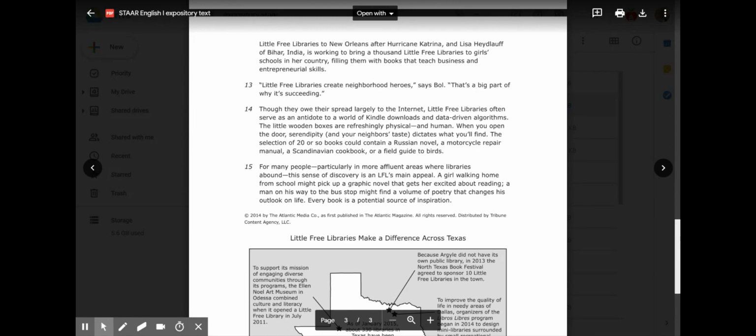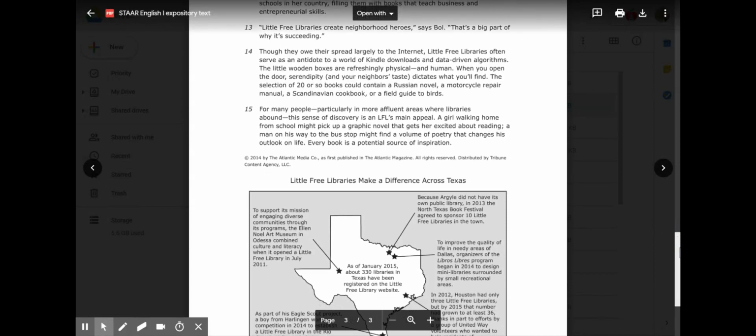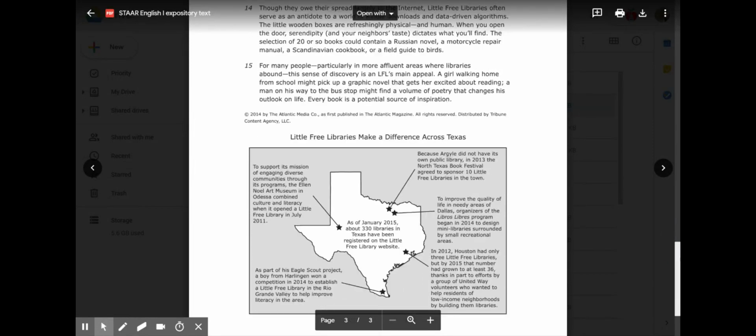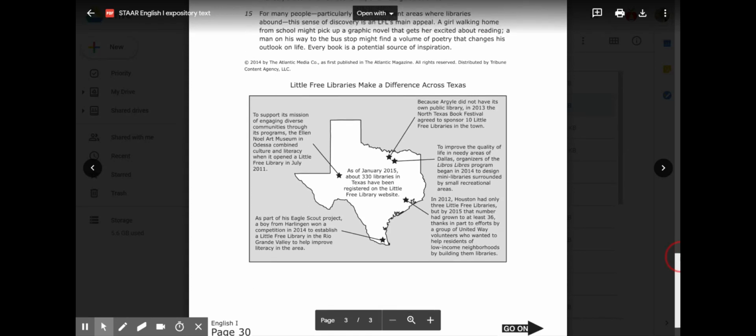So paying close attention to this last paragraph is going to help give us an idea of what the author really wants to reinforce. "A girl walking home from school might pick up a graphic novel that gets her excited about reading. A man on his way to the bus stop might find a volume of poetry that changes his outlook on life. Every book is a potential source of inspiration." So again, that reinforces the appeal of the little free library.